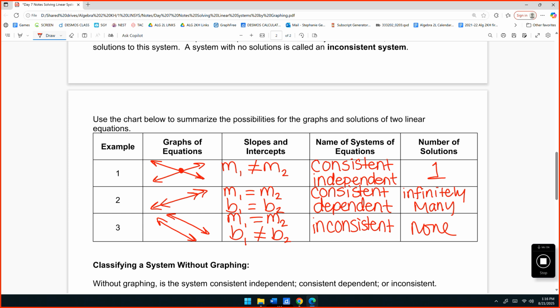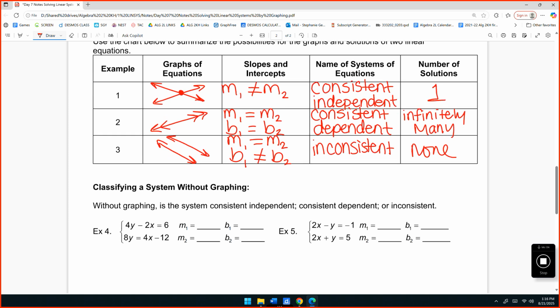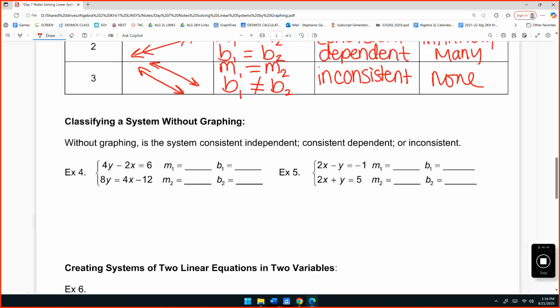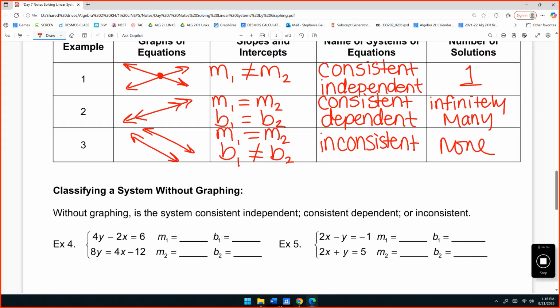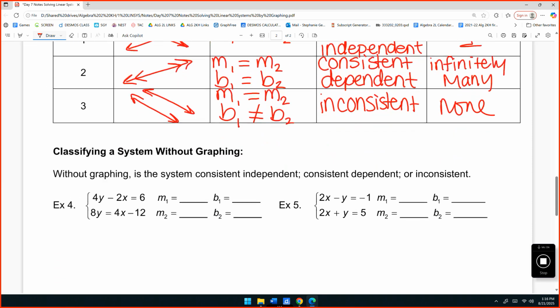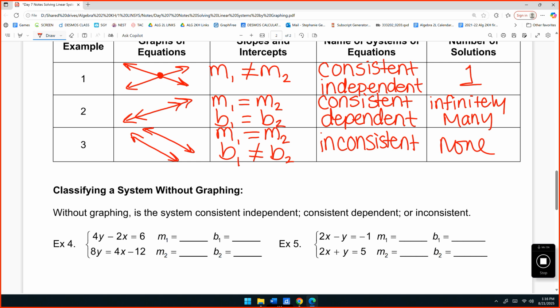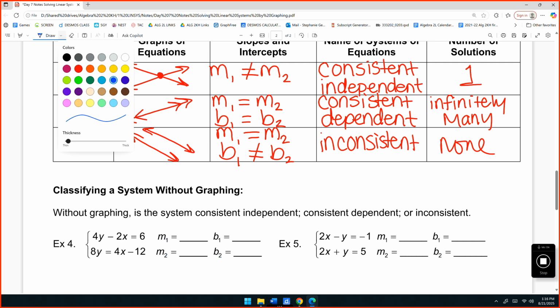Okay, so part of what we're going to do is be able to classify without graphing. So I'm going to do example 4 with you, and then I'll let you try 5 on your own to see if you've got it, because this stuff is new. It says without graphing, is the system consistent independent, consistent dependent, or inconsistent? And it lays it out, helps us, we can figure out our slopes and our intercepts here.